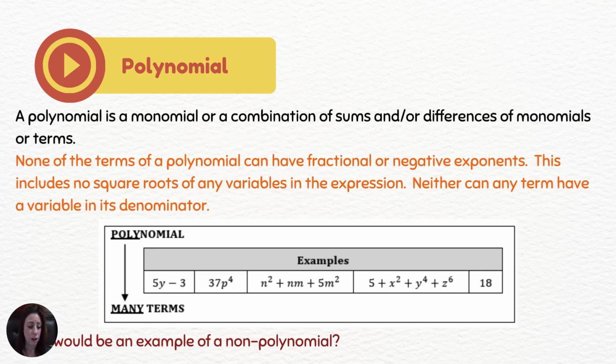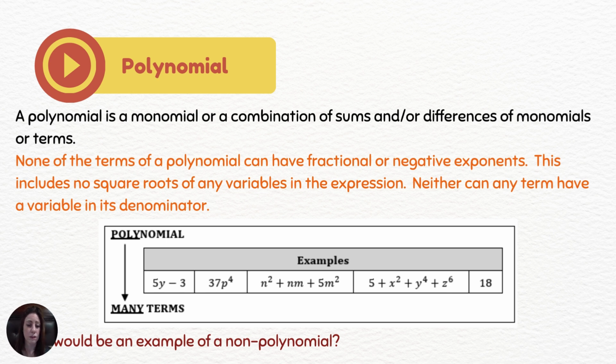Next, I went over what a polynomial is. I said that a polynomial can be a combination of sums and/or differences, but none of the terms can have a fraction or a negative exponent. They can also not have any square roots, and none of the terms can have a variable in its denominator. Again, we went over some of the examples on the screen of what makes each one a polynomial, and then I asked them to provide some non-examples of a polynomial.